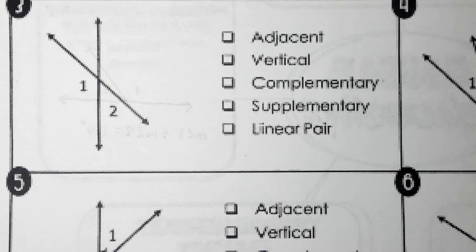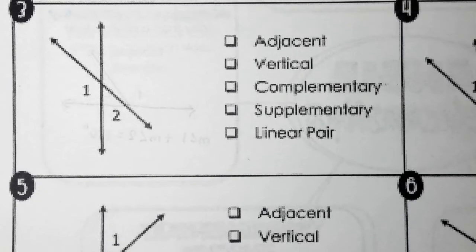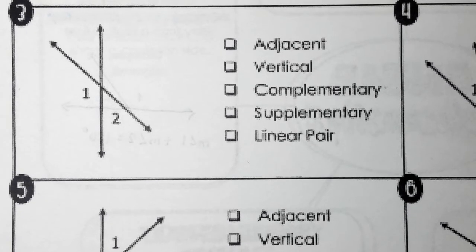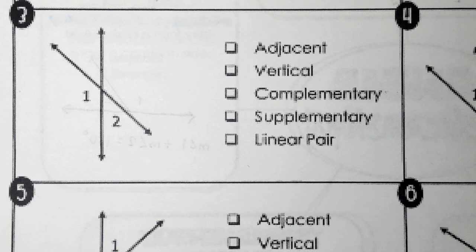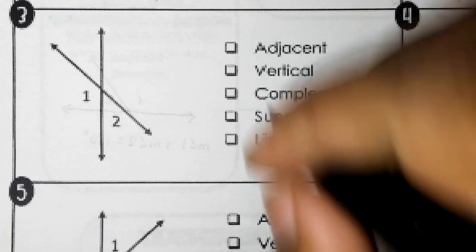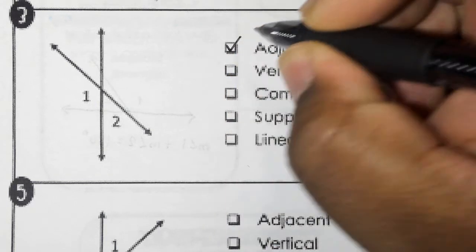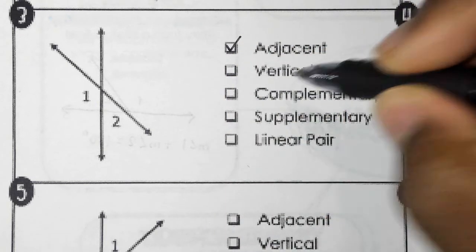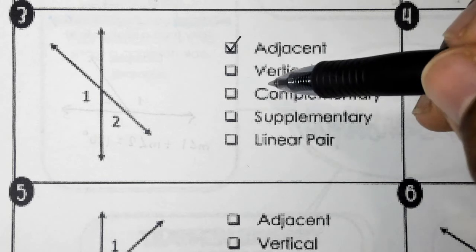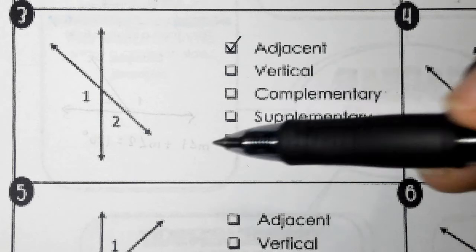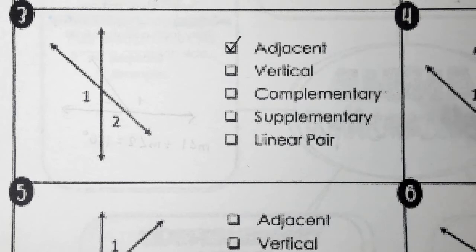Number 3, let me get somebody for that one. Okay, on number 3, we got definitely adjacent. They sit side by side. If they're adjacent, they can't be vertical. Complementary? No, they don't form a right angle, so no.